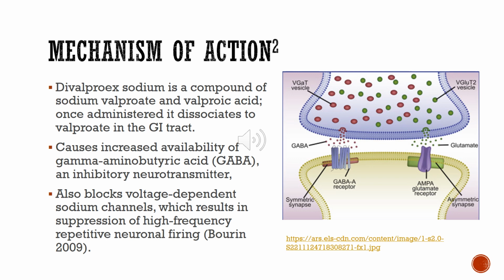For its mechanism of action, Depakote can cause an increase in availability of GABA, which is an inhibitory neurotransmitter. It also blocks the voltage-dependent sodium channels, which results in suppression of high-frequency repetitive neuronal firing. So this results in better control of seizures and mood disorders.